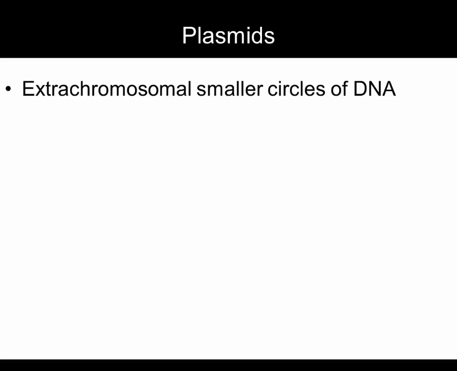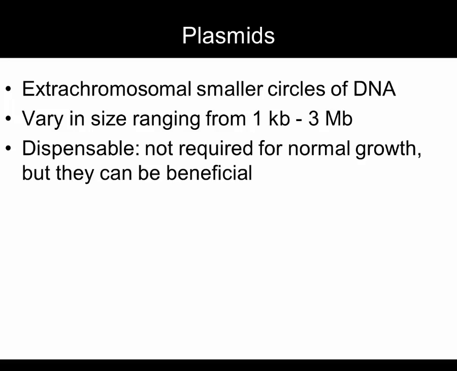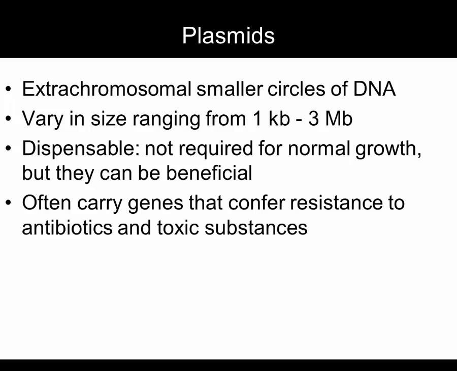Gene transfer via conjugation is possible due to specialized plasmids. Plasmids are circular pieces of DNA that are separate from chromosomes. They are typically much smaller than chromosomes, but some can be several million bases long. Unlike chromosomes, plasmids do not contain genes that are required for normal growth, but they can still be beneficial. For instance, many carry genes that grant resistance to antibiotics, phage, or toxins.